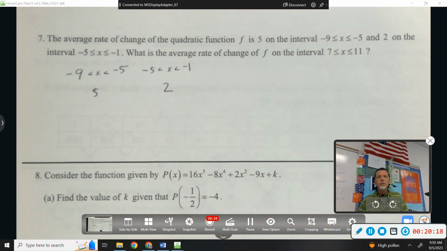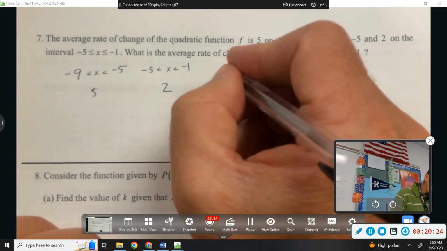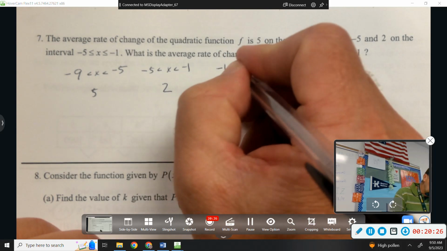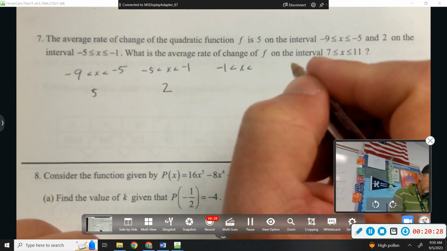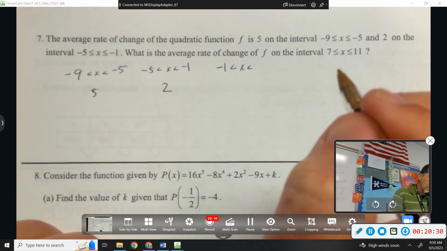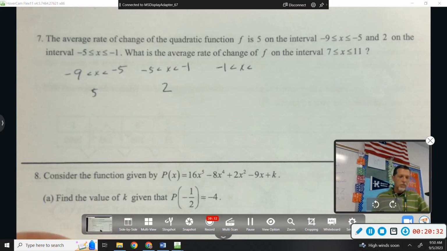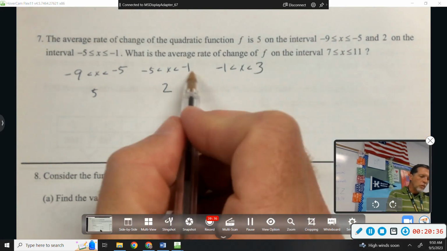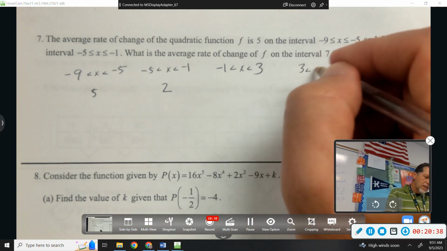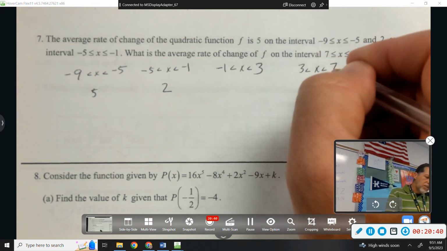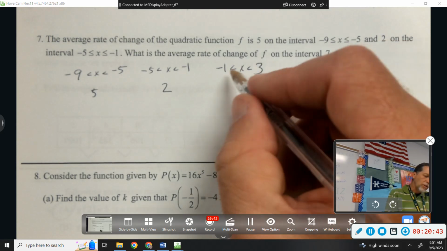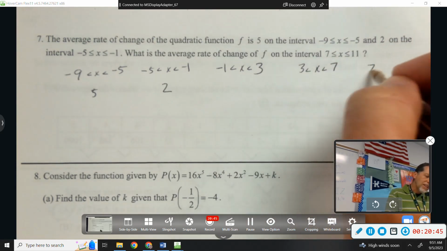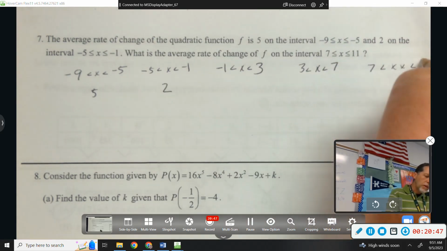What is the average rate of change on the interval 7 to 11? Well, I think I better keep drawing out these intervals. So the next one would be negative 1 to what? 3. See where that came from? These intervals are 4 wide. 3 to 7, and then 7 to 11. That's the one we're looking for.